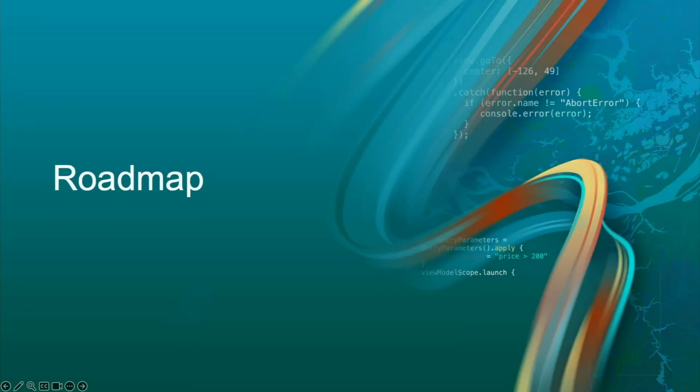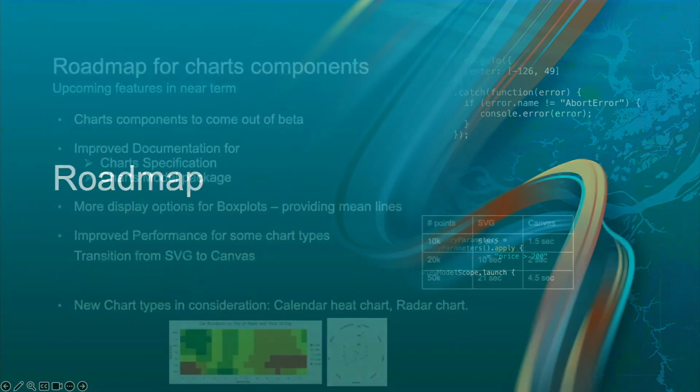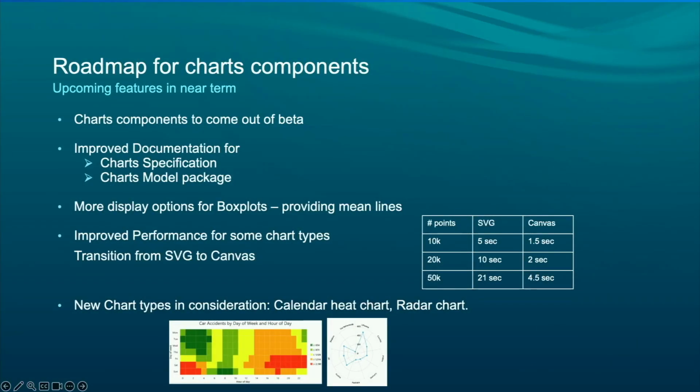We want to share a brief roadmap of upcoming features that you can expect in charts components. The first thing is we want to come out with a charts components beta with all your feedback, which will improve to implement all the different things that we need to implement to get charts components out of beta. You can expect minor breaking changes, but it's fully functional, so you can start using it right away today.